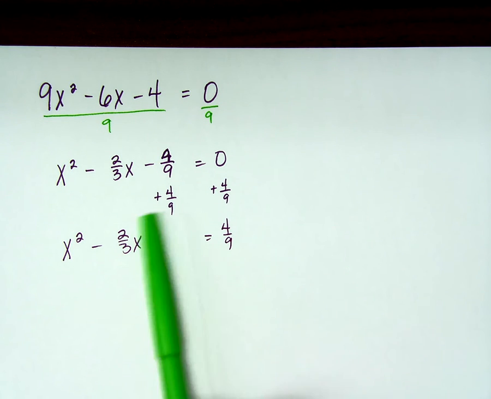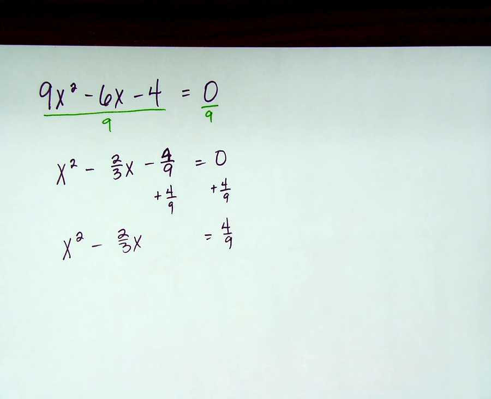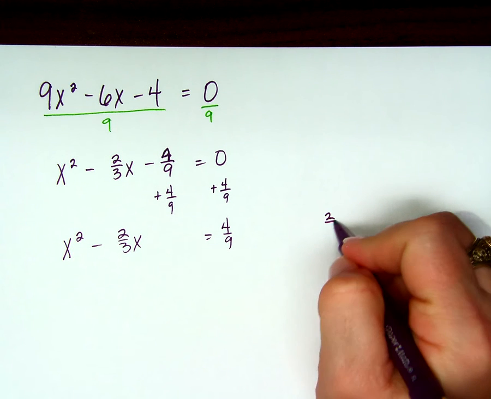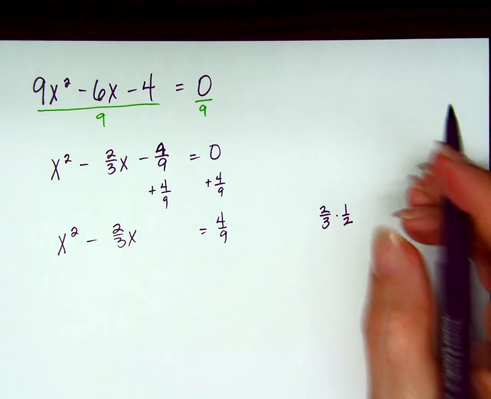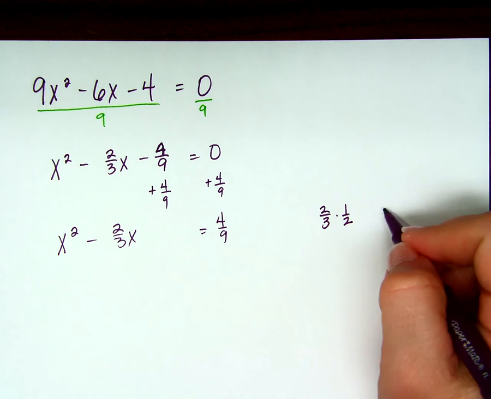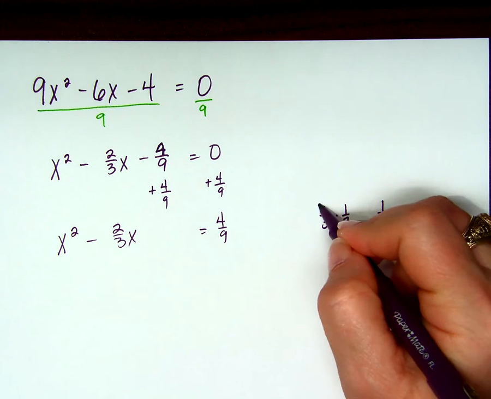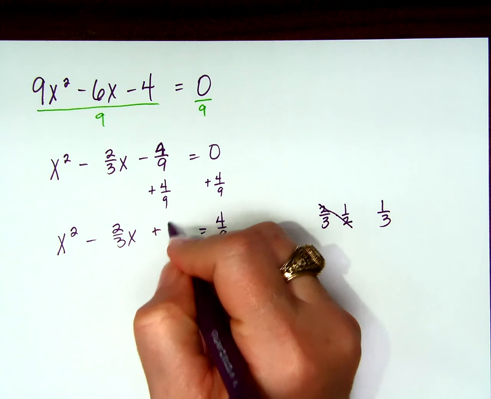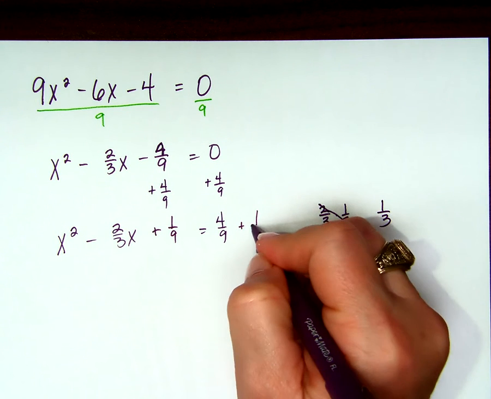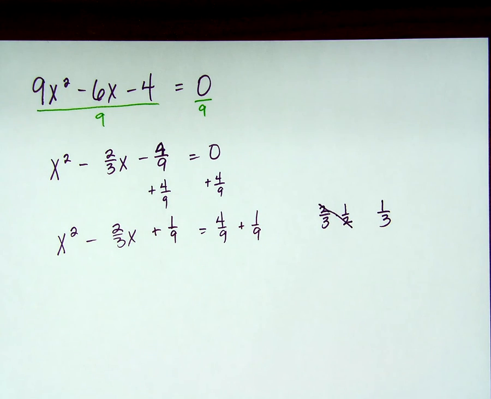How do I complete my square? What goes in there? 2/3 times 1/2, right? Which is 2 over 6, 1/3, right? Because those can simplify as well, right? So 1/3, and then I square that, 1/9. And I add that to both sides of my equation.